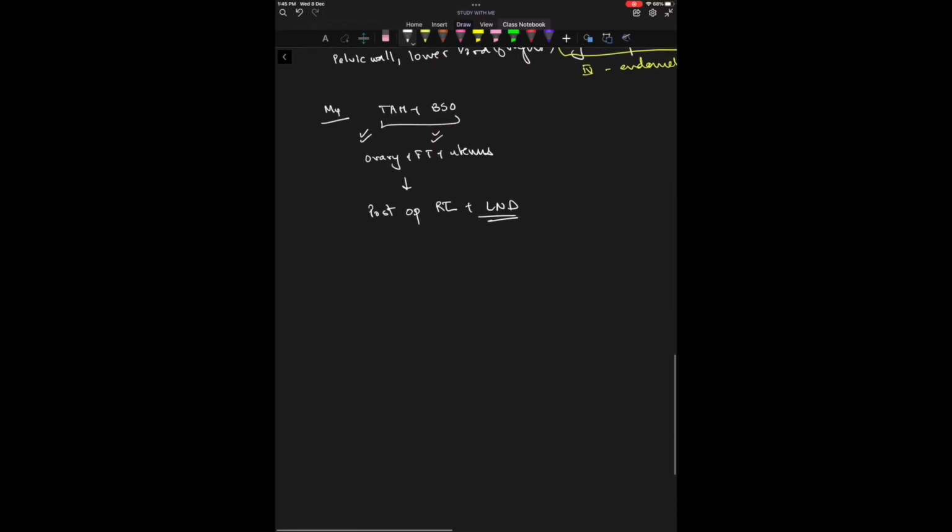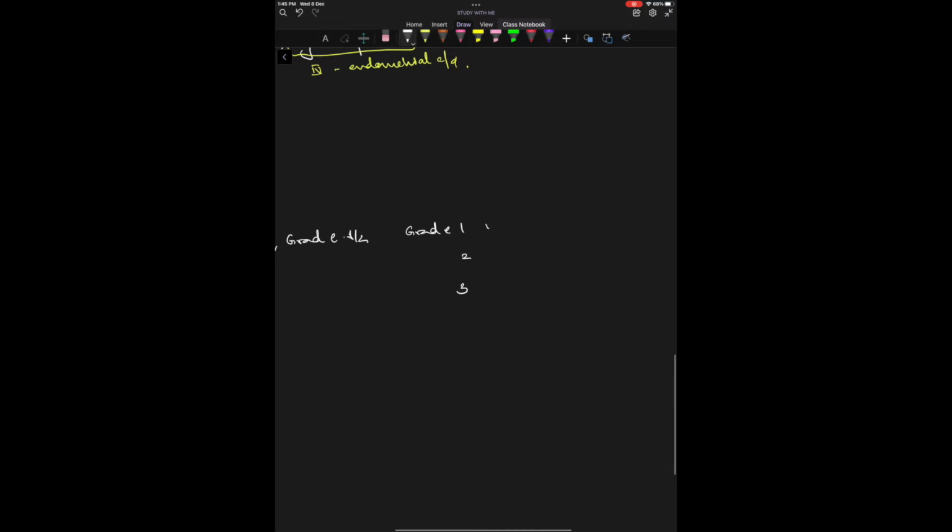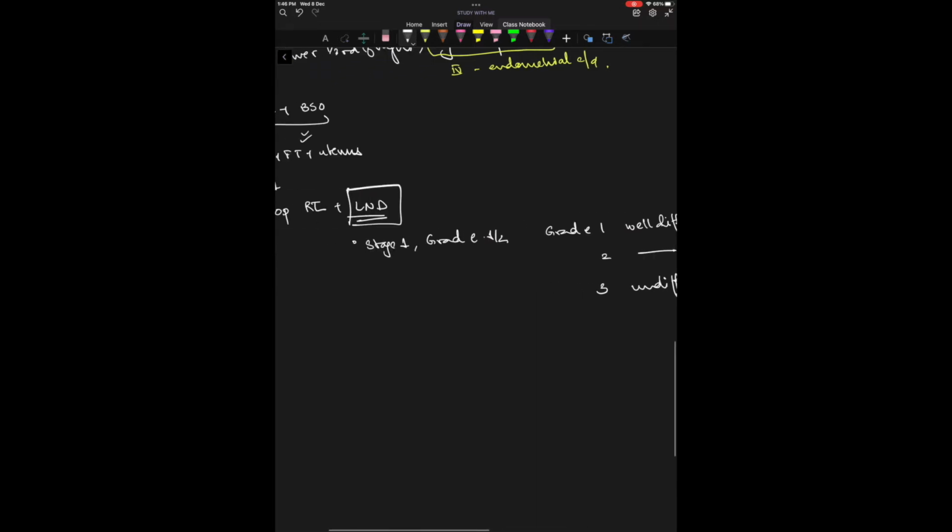Now what is to be remembered is where the lymph node dissection is not done. Okay, so it is not done in stage 1, grade 1 and 2. Now how do we define grade? There are 3 grades: grade 1, 2, 3. 1 is well differentiated and 3 is undifferentiated, and 2 is in between these two.